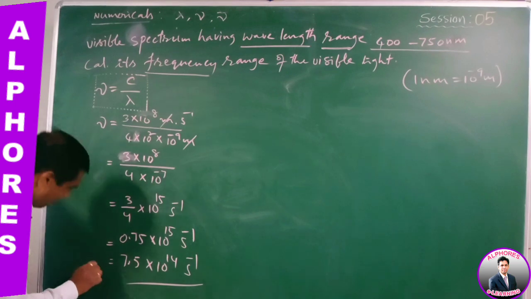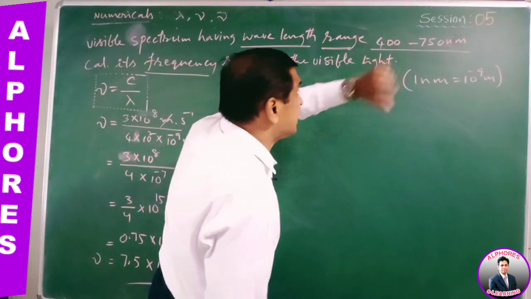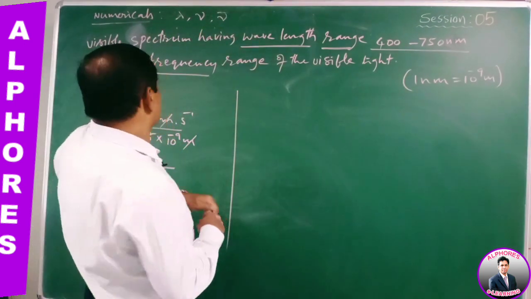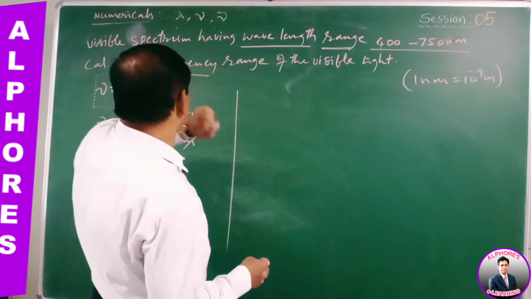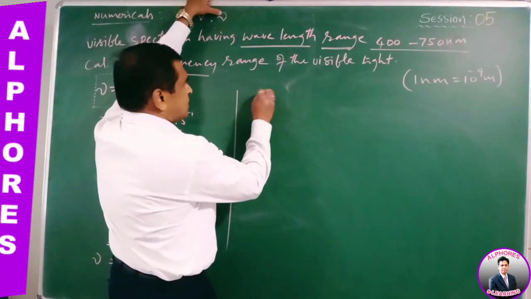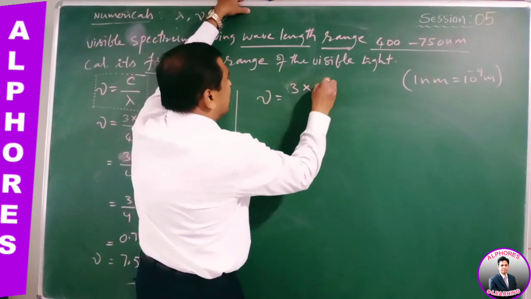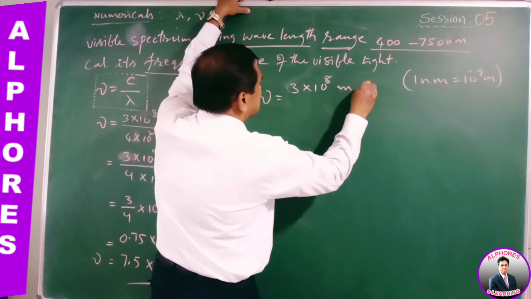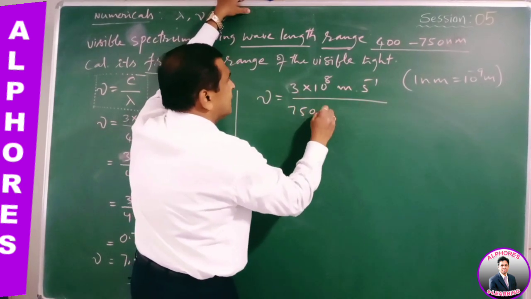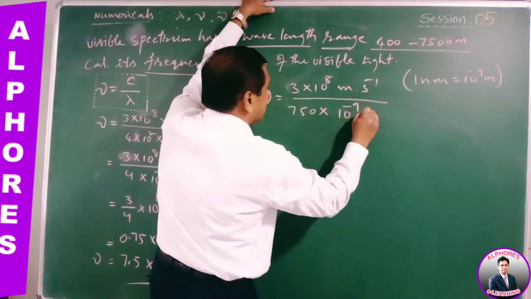This is the frequency of the light of wavelength 400 nanometers. Now the second part: we have to calculate the frequency for 750 nanometers. So again nu is equal to 3 into 10 to the power 8 meters per second divided by 750 into 10 to the power minus 9 meters.